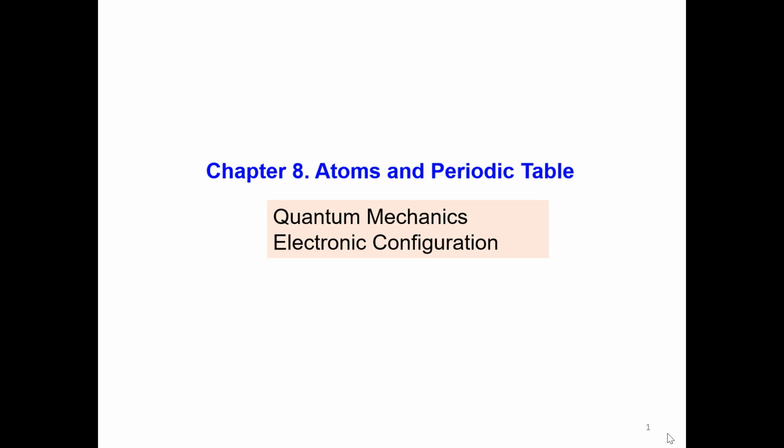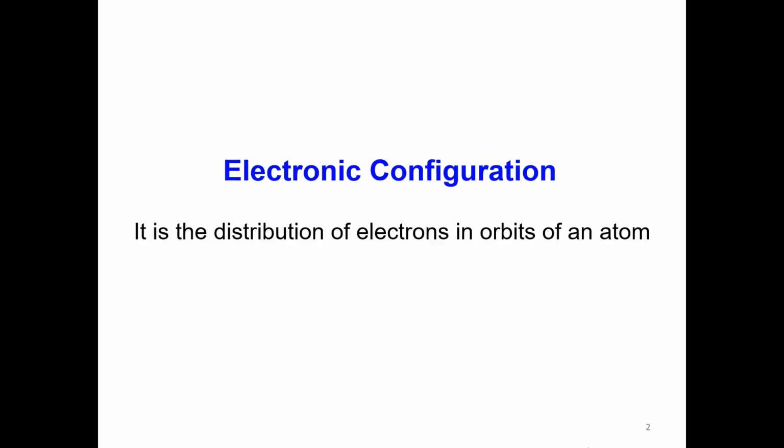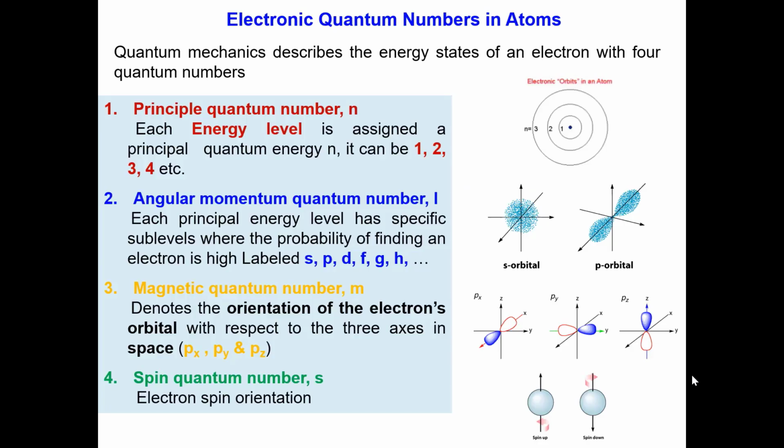In the second part of Chapter A, we are going to discuss quantum mechanics and electronic configuration. In this lecture, we are going to study how we can distribute the electrons in the orbits of an atom. In order to study the electronic configuration, we need to know about the electronic quantum numbers. Quantum mechanics describes the energy states of an electron with 4 quantum numbers.